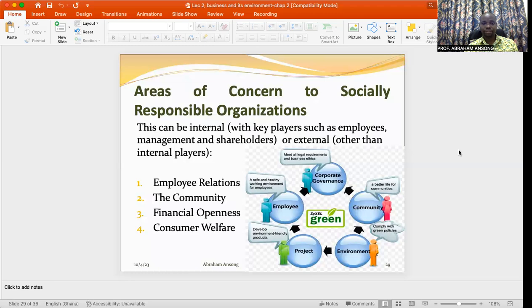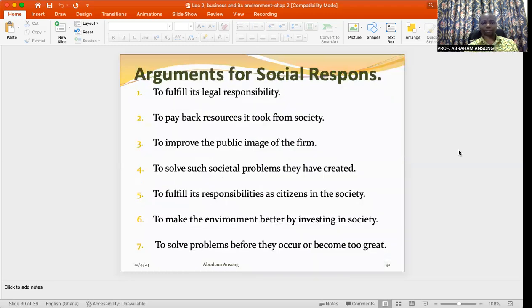Okay, so we have some arguments for and against corporate social responsibility. Let's run through some of them quickly. First, the arguments for social responsibility. One is to fulfill its legal responsibility. Once you are socially responsible, we assume that you will have met the legal responsibility. It is actually an error to find a company that is philanthropic and yet illegal. That is not the expectation or the norm, because you should have met the requirements of the law before you move to the philanthropic stage of corporate social responsibility.